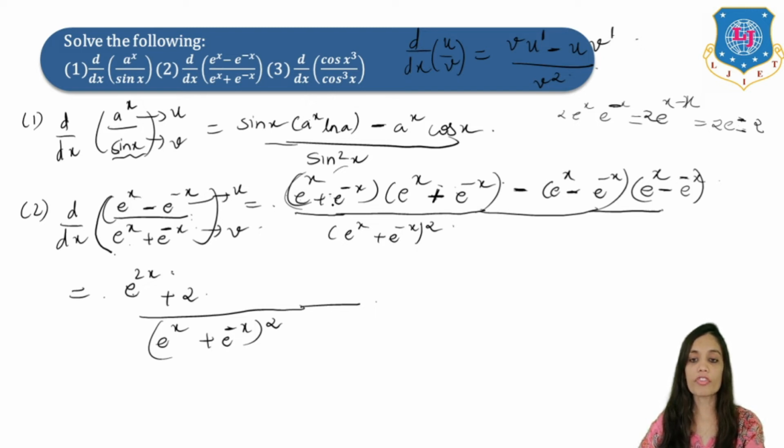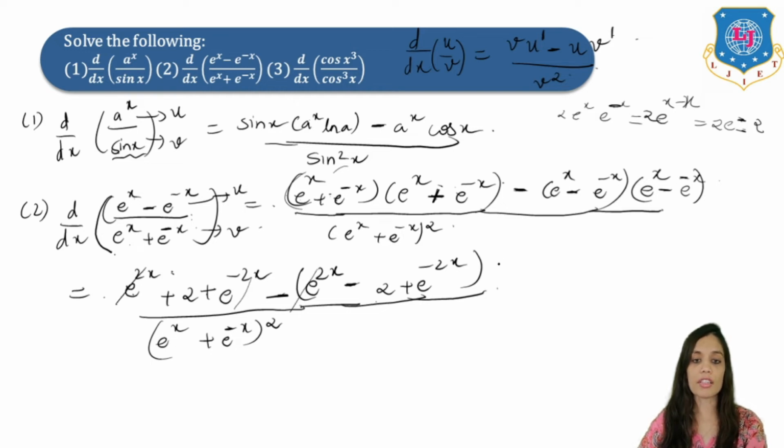Similarly, if I do the square of this, it will be what? E raised to minus 2x. Now minus, and I have to do the square of this. So formula is a square minus 2ab plus b square. So it will be e raised to 2x. Write the similar terms with minus over here. So minus 2 plus e raised to minus 2x. If I open the bracket, you can see these two will get cancelled out. Also these two will get cancelled out. So final answer is 4 upon 2 minus minus 2. So 4 upon e raised to x plus e raised to minus x whole square, right?